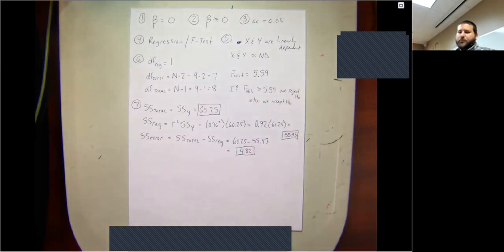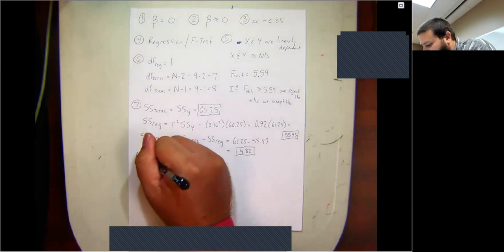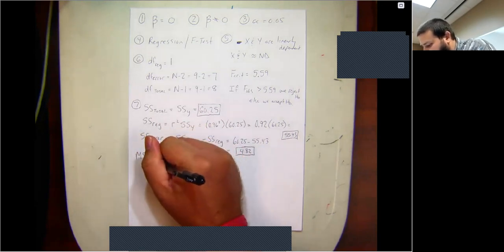Now remember, sums of squares error was the hard thing to get with ANOVA, and I guess you can say it's the hard thing to get with regression. But we're almost done, and we really haven't done anything too terribly difficult.